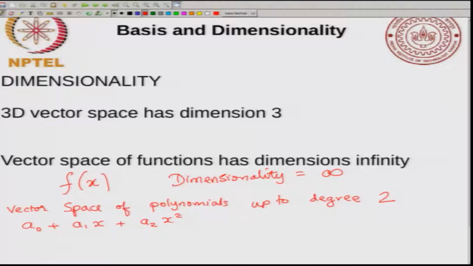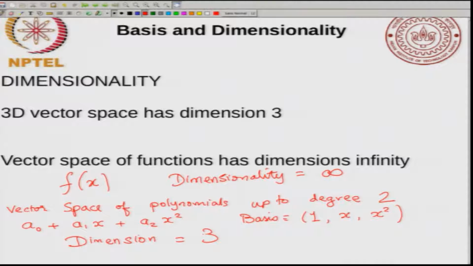Now, what is the basis for this vector space? And you can convince yourself that one choice of the basis is 1, x, x square. Okay, that is the obvious choice of basis, because any polynomial of degree 2 I can write as something into 1 plus something into x plus something into x square. So, that is how you define a polynomial of degree 2. So, basis is 1, x, x square, and the dimensionality or the dimension of this is equal to 3.